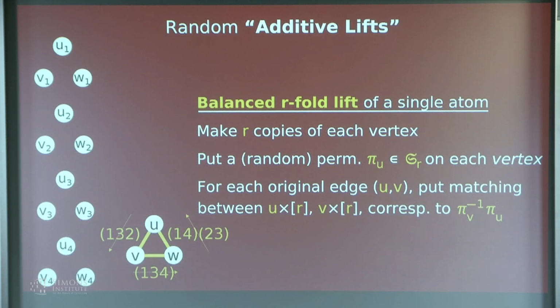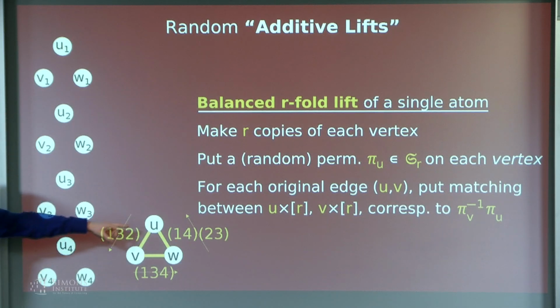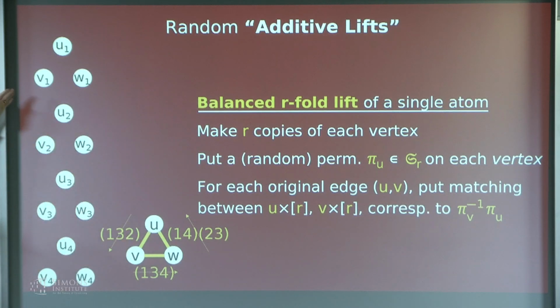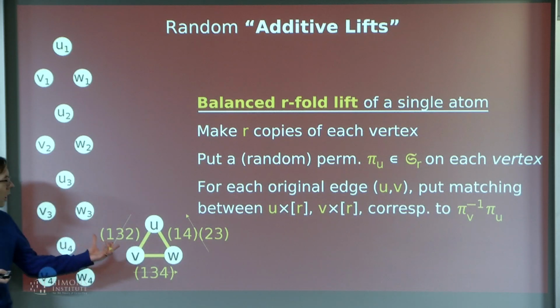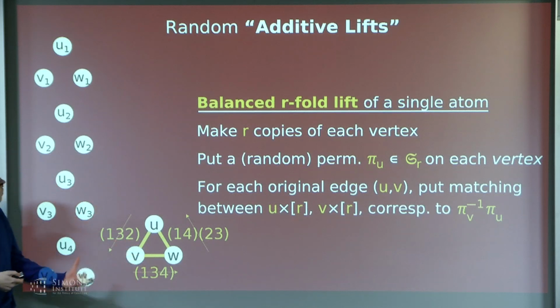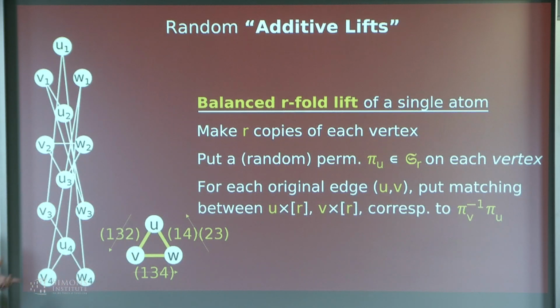And now I'm going to do the usual lift thing. Say for every pair of vertices u and v in the original graph, I'm going to put a matching between the u vertices and the v vertices here according to this permutation that's on the edge. Now, these are usual lifts of the base graph. Perhaps it'll look like this here.